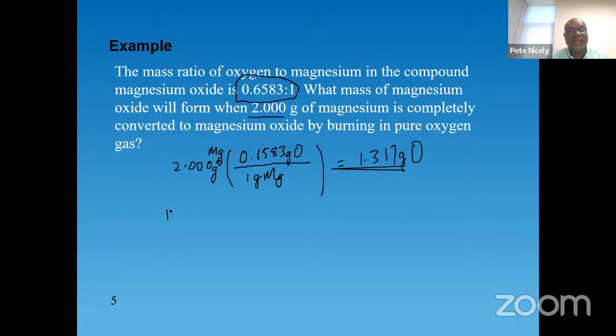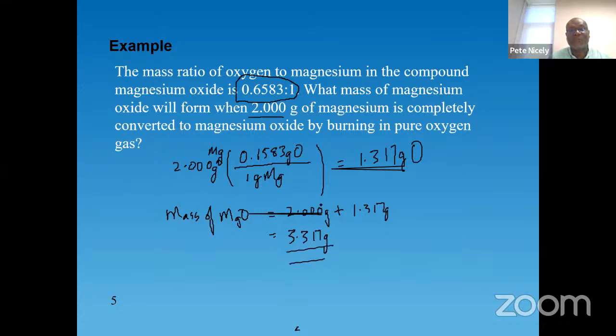So basically, the mass of magnesium oxide that is formed would be equal to the original mass of magnesium, which is 2.000 grams, plus 1.317 grams of the oxygen. So the final answer is going to be 3.317 grams. So this will be the final answer, which would be the mass of the magnesium oxide that is formed.